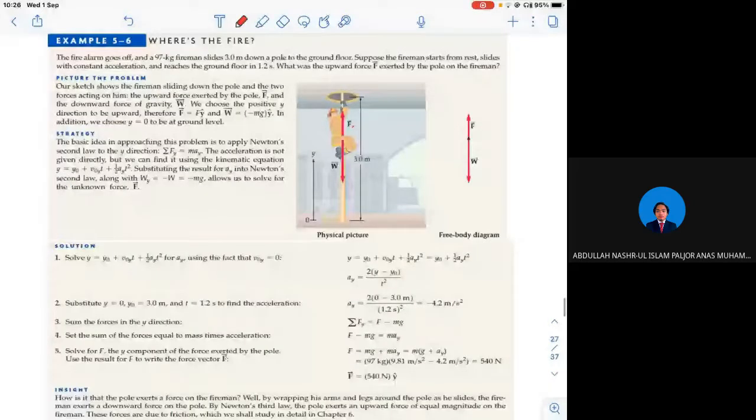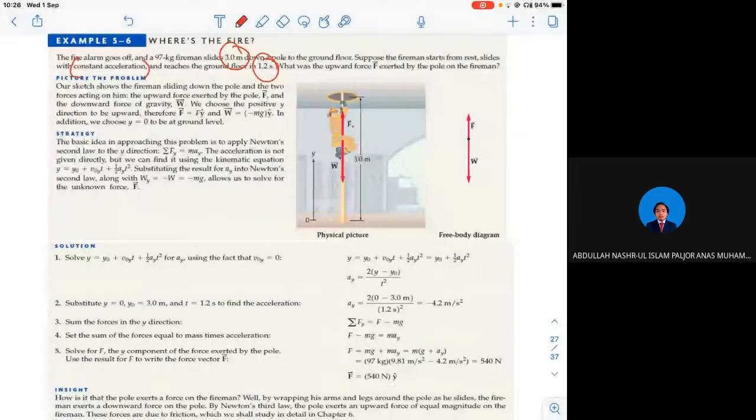The fire alarm goes off and a 97-kilogram fireman slides 3 meters down a pole to the ground floor. Suppose the fireman starts from rest, slides with a constant acceleration, which is a very good indicator, constant acceleration, and reaches the ground in 1.2 seconds. What was the upward force exerted by the pole on the fireman?